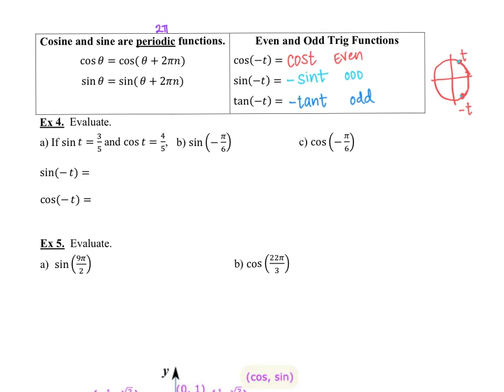So for example 4, it says the sine of t is 3/5 and the cosine of t is 4/5. What is the sine of negative t? If you recall, the sine of t versus negative t, they have opposite signs because it's switching signs. It's going from positive y to negative y. So if the sine of t is 3/5, then the sine of negative t would be negative 3/5. Now if I consider the cosine of negative t, because the cosine of t is 4/5, and the cosine of negative t should be the same as the cosine of t, then the cosine of negative t is also 4/5.